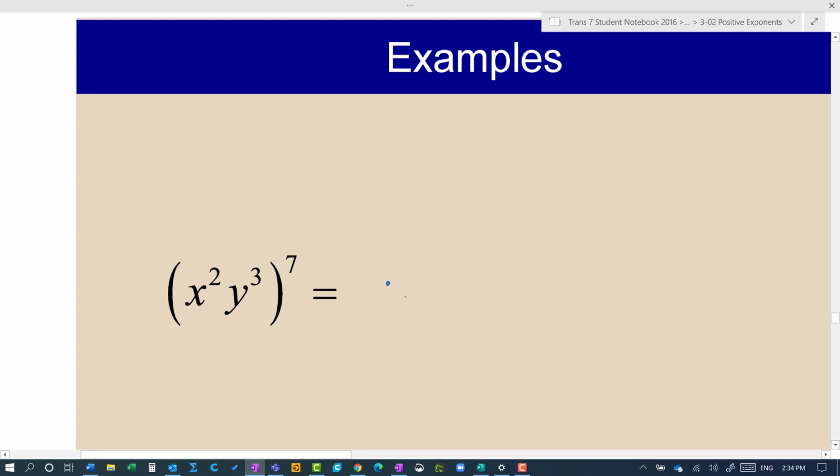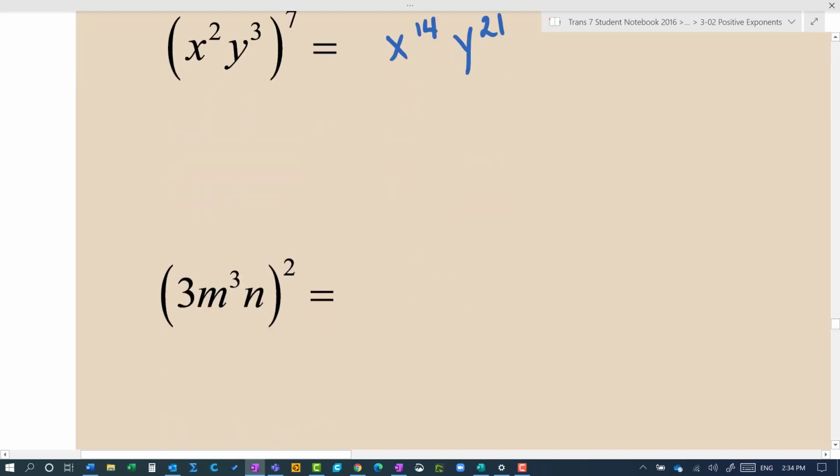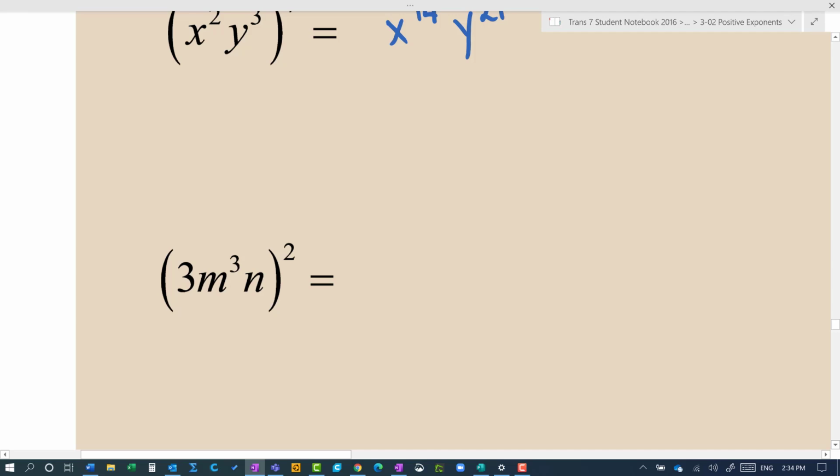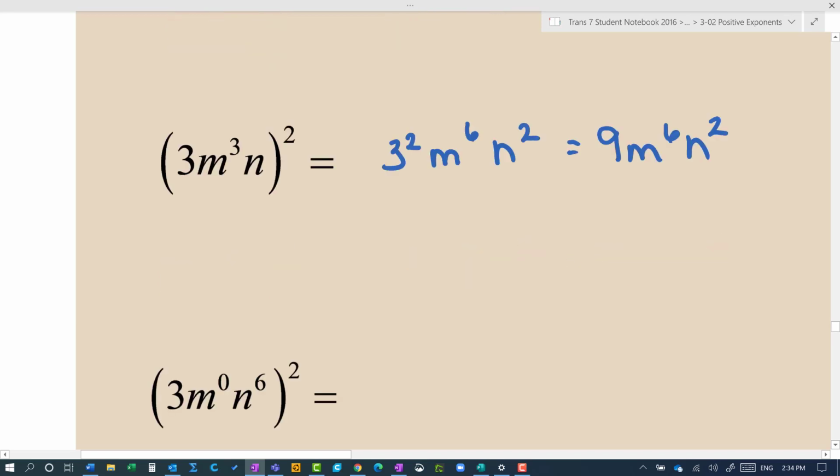You should have x to the 14th, y to the 21st, because we're just raising exponents to exponents, which is multiplication. Try this one. You should get 3 squared m to the 6 n squared, which is 9m to the 6 n squared. Try this one.